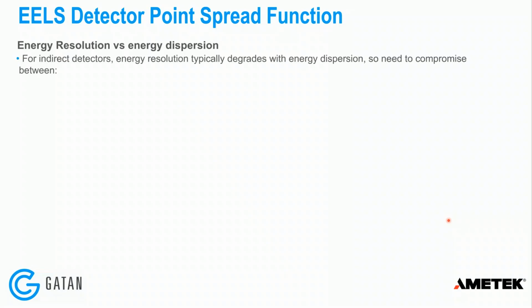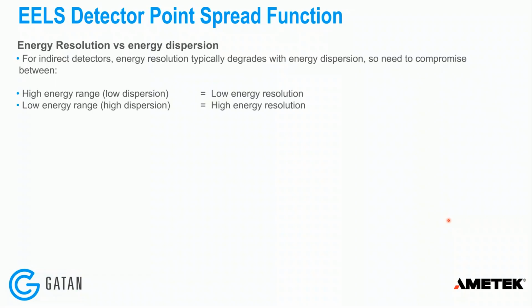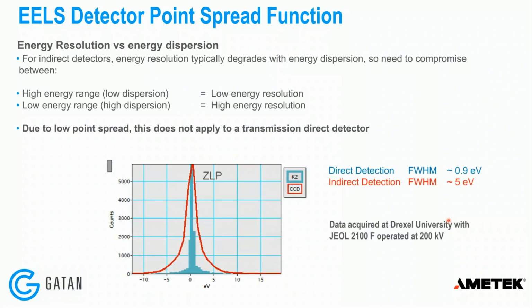For indirect detectors, the energy resolution typically degrades with energy dispersion. So often we need to make a compromise: either we run at a high energy range, so low dispersion, and low energy resolution as a result, or if we want high energy resolution, we need to work at a smaller energy range, so higher energy dispersion. We either need to work at one extreme or find some compromise in the middle. But due to the low point spread of this transmission counting detector, this doesn't apply to our counting detector.